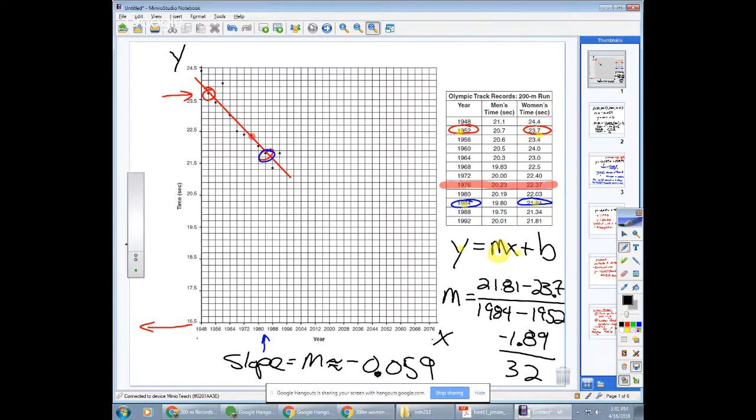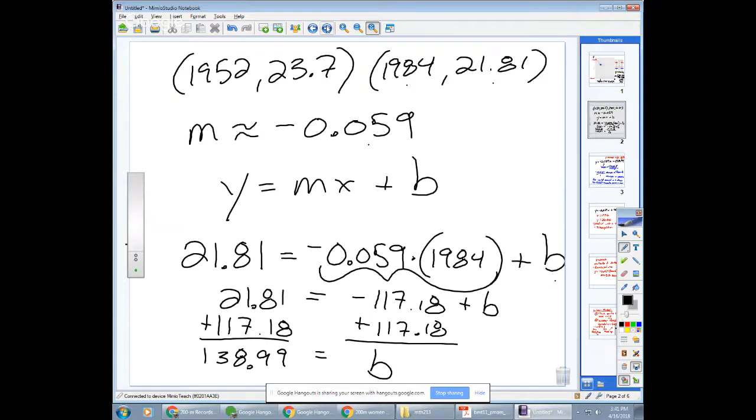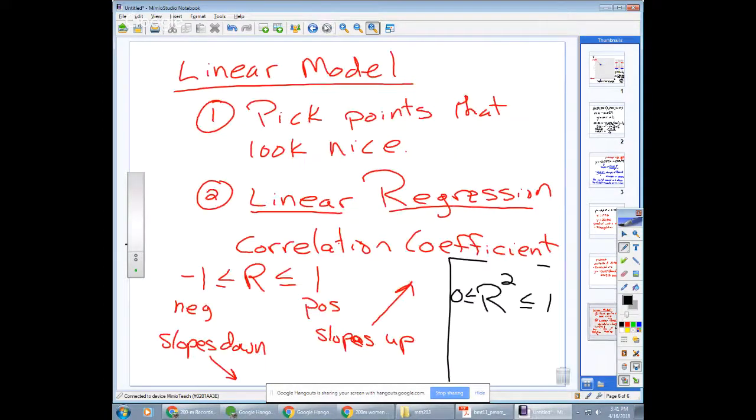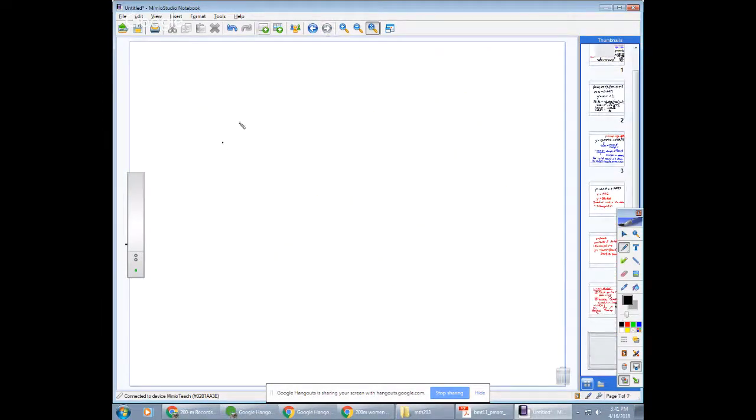If the correlation coefficient is close to 0, it means you just have a cloud of points and this is pointless. Right? So if my data looked more like this, and I tried to draw a line through it, you'd be like, why did you draw a line through that data? It's a cloud of points.